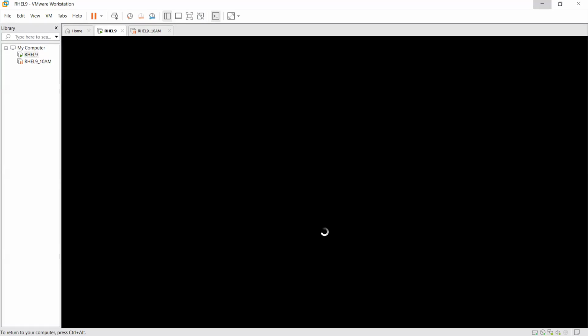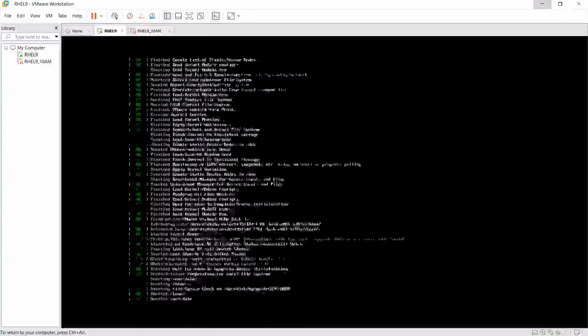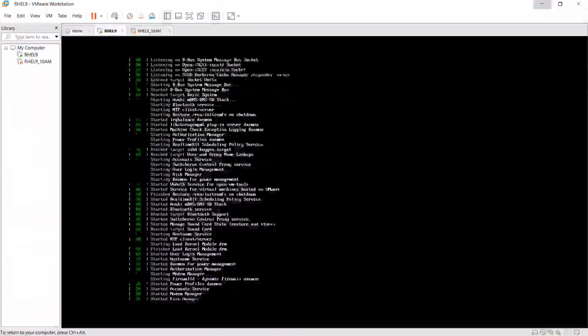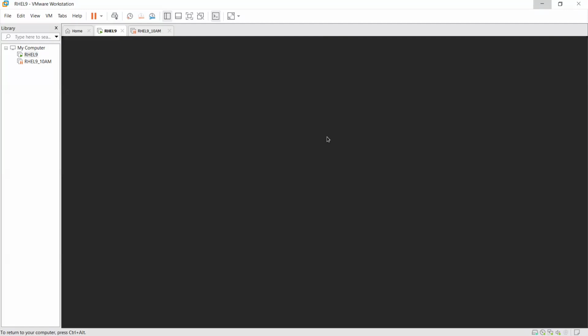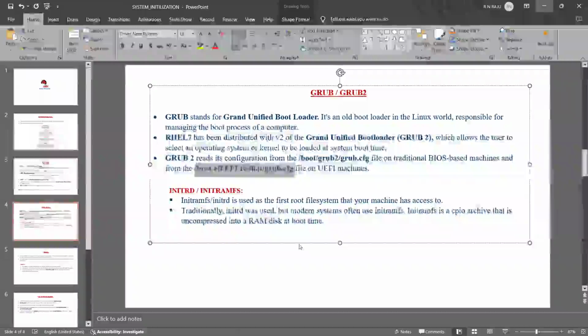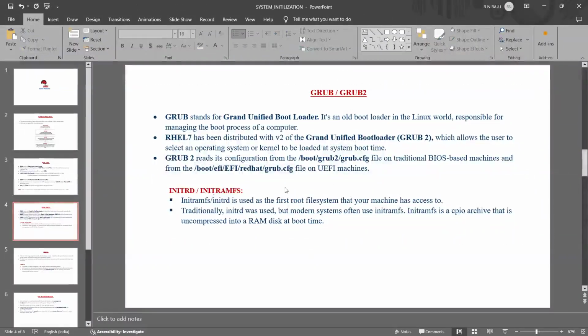In this stage, if you press the escape key, you can see the services and modules and a lot of things being loaded. Generally this is the screen, but while loading, if you press the escape key, you will see the services that are loaded. Finally, you get your login screen. Then we can provide the username and password and log in to the operating system. So now the second stage is very clear. GRUB will load your Linux operating system.